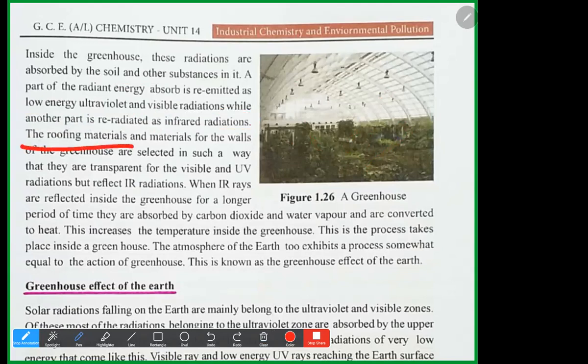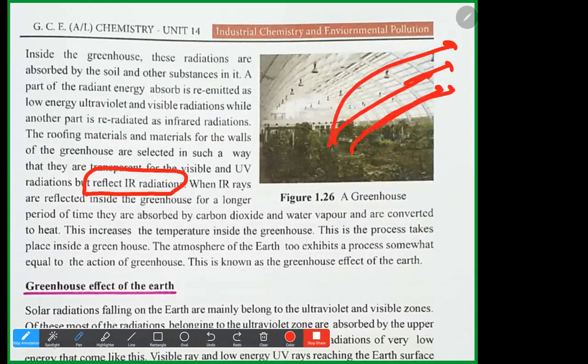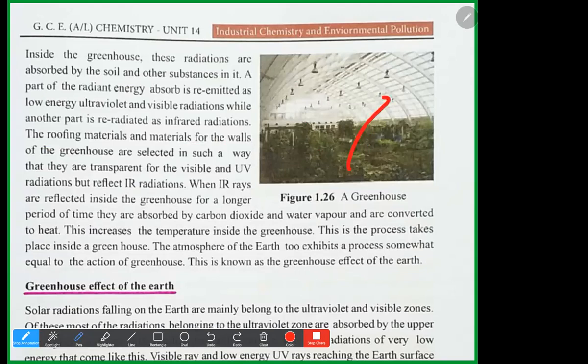The roofing materials and materials of the walls of the greenhouses are selected in such a way that they are transparent for visible and UV, but reflect IR radiation. So UV and visible are again going back out of the greenhouse, but they are saving this IR part, IR radiation.